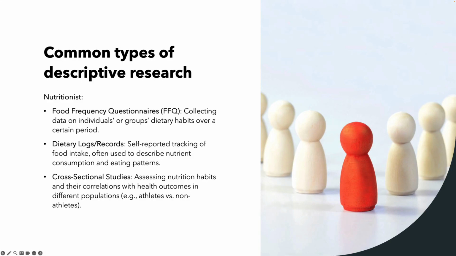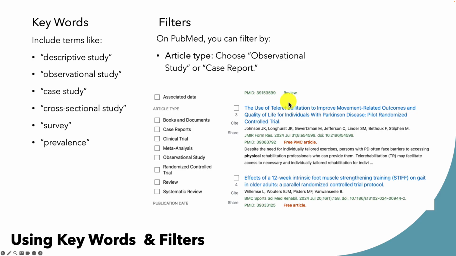Now, if we're looking at PubMed and we're trying to find research that focuses on that, we could use some keywords like the librarian had explained to us. We could use the key phrase descriptive study or observational study or case study or cross-sectional study or survey. And when we go into PubMed, we can change our filters so that we find these types of articles. And what I did is I took a snapshot. I went into my PubMed and I changed my filters to find observational studies and case reports.